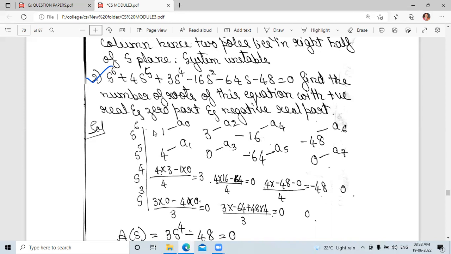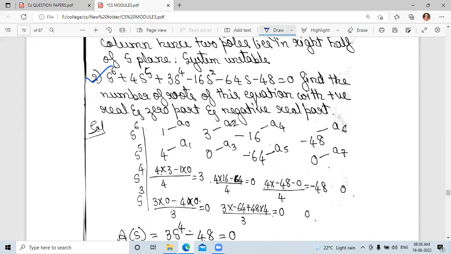Now when you observe the equation, a0 value is 1, a2 value is 3, a4 value is minus 16 and a6 value is minus 48. In the next row, a1 value is 4. a3 is not given because s to the power of 3 is not there, so it is 0. Then minus 64 is the a5 value. a7 will not be there, so we have considered it as 0.